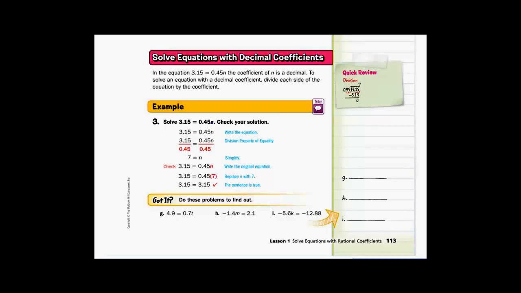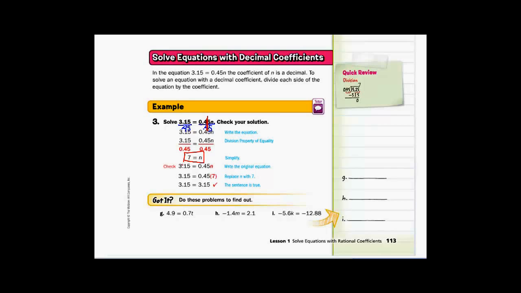So when a number and a letter are right next to each other, that means multiply. So how would I undo that? Well, you have to divide something by itself to get to a 1. So I would have to divide this side by 0.45. Because I divided something by itself, that went to a 1, which is what we want to happen anyway. We want everything in front of the n to be a 1. So if I take 3.15 divided by 0.45, this is what you get.